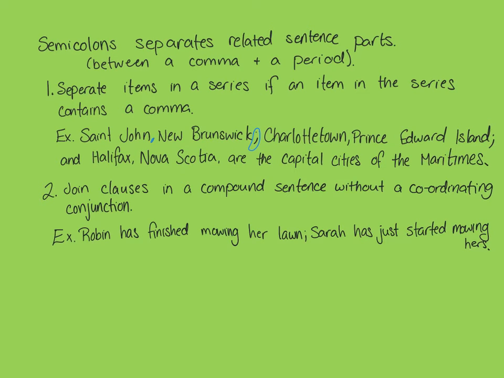The second place you can use a semicolon is when joining clauses in a compound sentence without a coordinating conjunction. So the sentence they give us: Robin has finished mowing her lawn; Sarah has just started mowing hers. Instead of the semicolon, you could have said, Robin has finished mowing her lawn, but Sarah has just started mowing hers, or and. But when we combine these without that coordinating conjunction, we replace that with the semicolon in the middle.